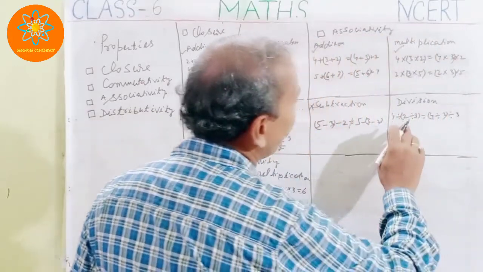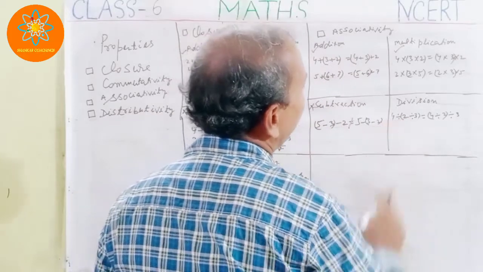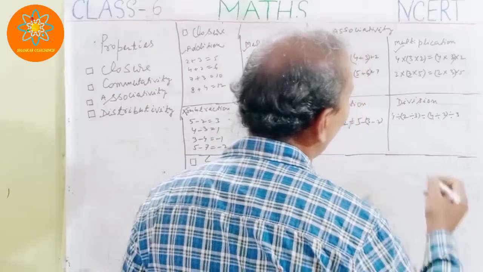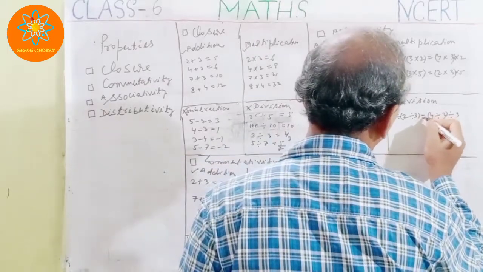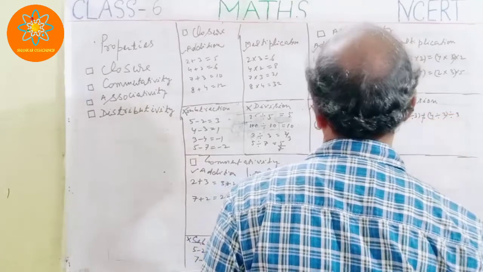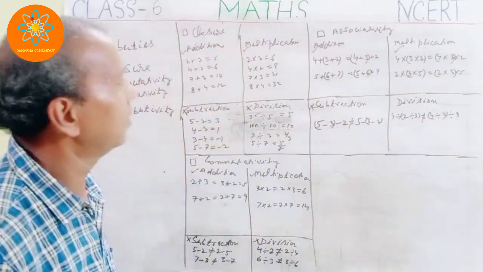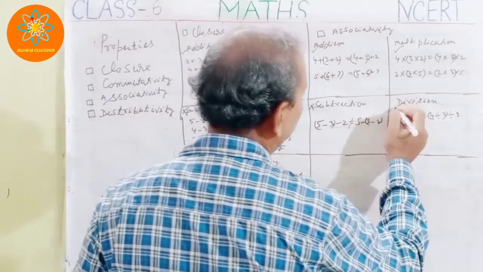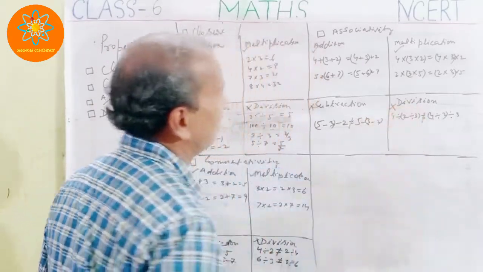So how much it will be? 2 divided by 3, 2 by 3, and 4 divided by 2 by 3. So you will find that this is not equal. This is not equal. So for the division, associative property is not true.